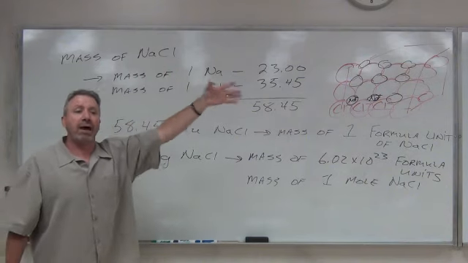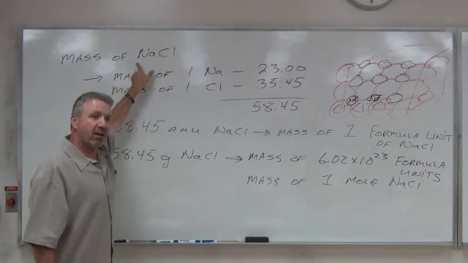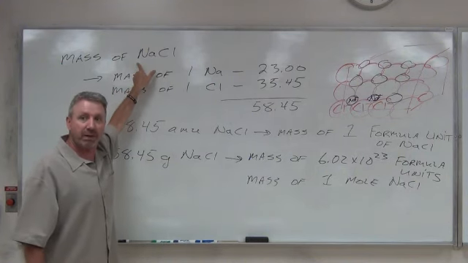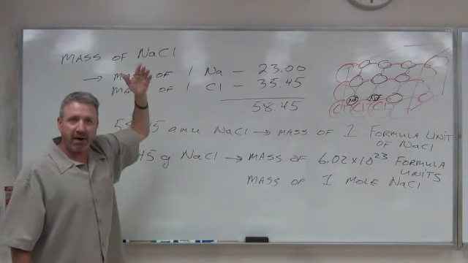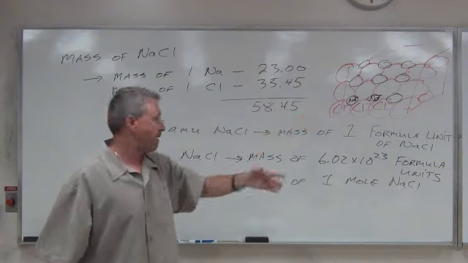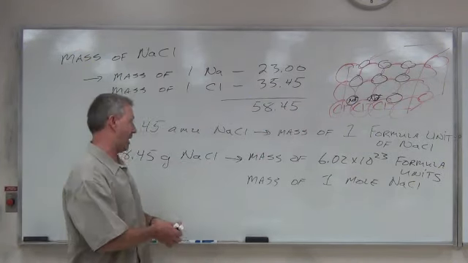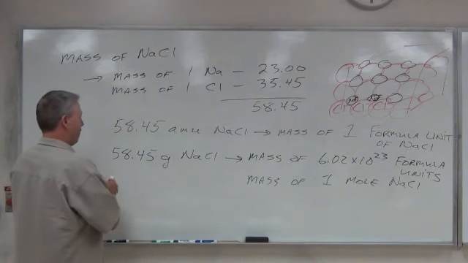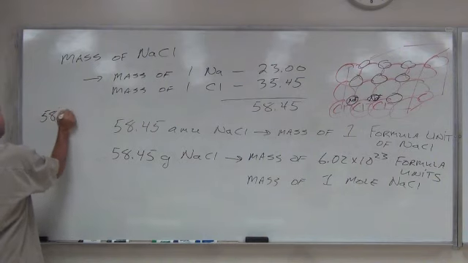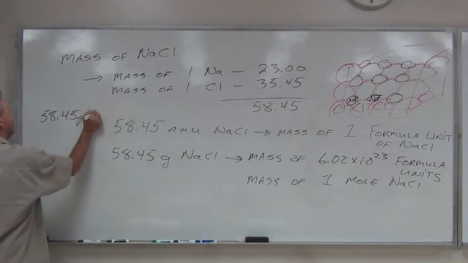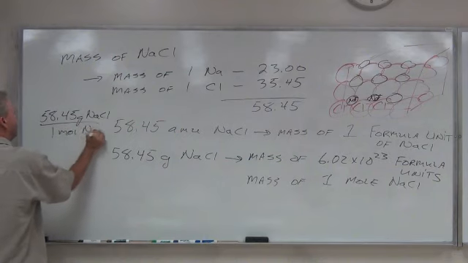Well, we get around that by simply saying, look, the sum total of the element's masses given by any formula is the molar mass. Now it doesn't matter if you're talking about an ionic or covalent. When you add them all up in grams, this is the molar mass. So 58.45, if we do NaCl, 58.45 grams of NaCl per 1 mole of NaCl.